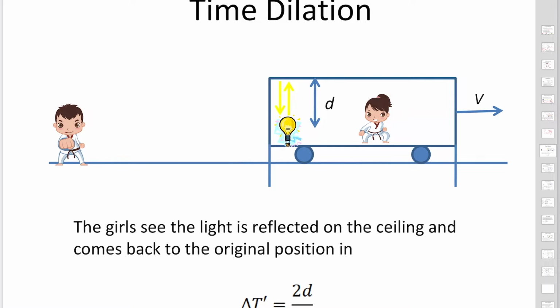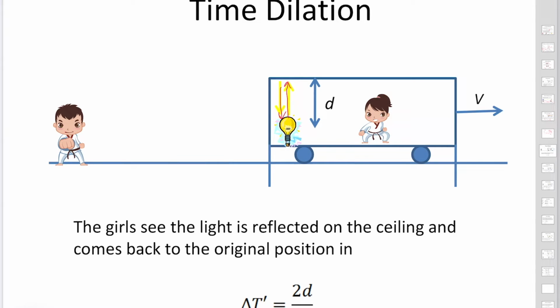Simultaneous events actually depend on the position of the observers. Now we consider time dilation. The source of the light is located near the end of one of the walls. Then the light moves to the ceiling, is reflected, and returns to the source. The girl sees the light reflected on the ceiling and come back to the original position.